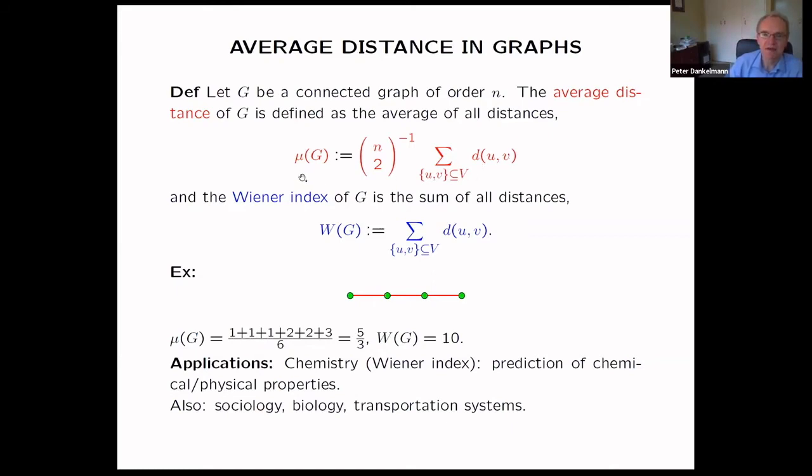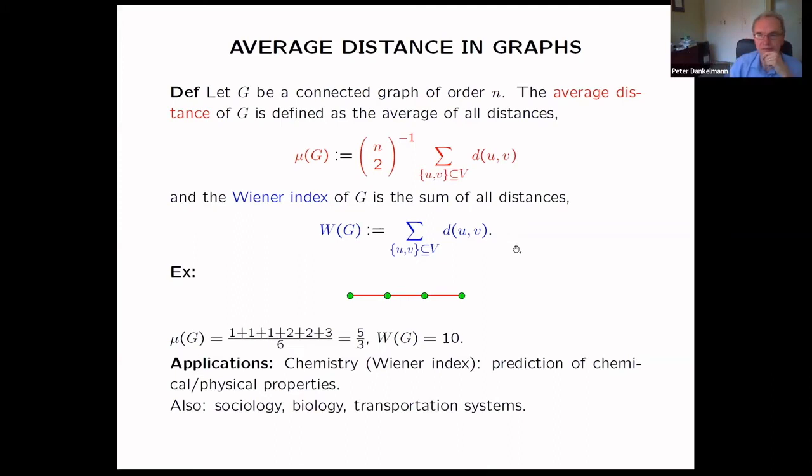And that value is exactly the average distance. I like the name because it says exactly what it is. The average distance of a graph is the number you get if you add up the distances between all n choose 2 pairs of vertices and divide it by n choose 2. So you just take the average of all possible distances.